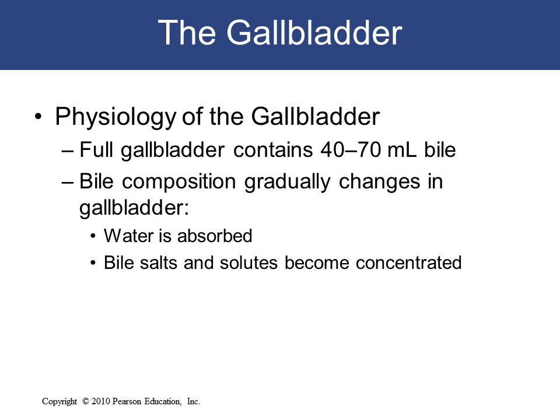The physiology of the gallbladder is that it contains about 40 to 70 milliliters of bile, and the bile composition gradually changes in the gallbladder. Water is absorbed and bile salt and solute become concentrated. So the components of bile are that every 500 milliliters of bile is secreted by the liver daily, and they contain water, mineral salts, mucus, bile pigments, mainly bilirubin, bile salt, and cholesterol.